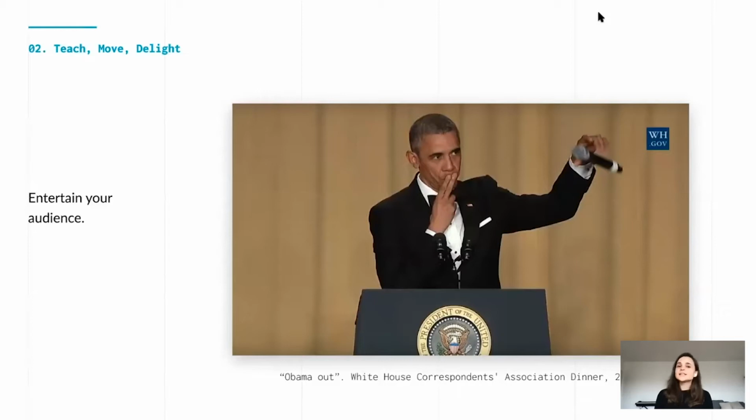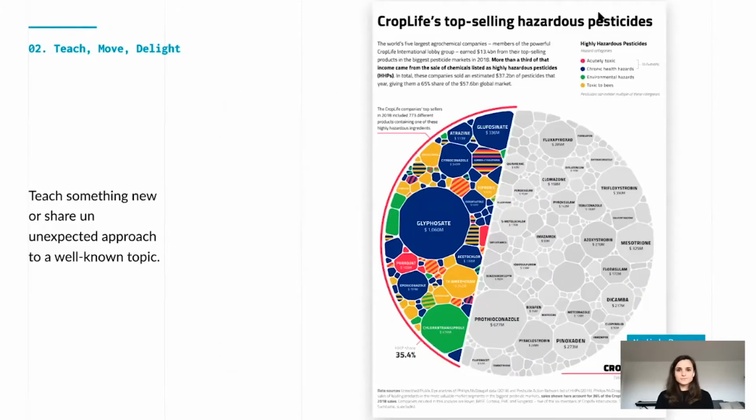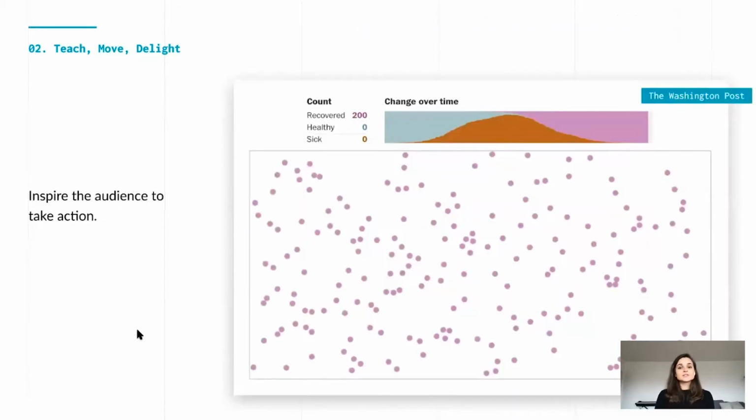Okay, so this seems easy enough, right? Let's now look at an example of each objective in the world of data design. In this gorgeous visualization, Nadieh Bremer teaches us about pesticides, more precisely about the dangerous pesticides that are sold by big corporations.